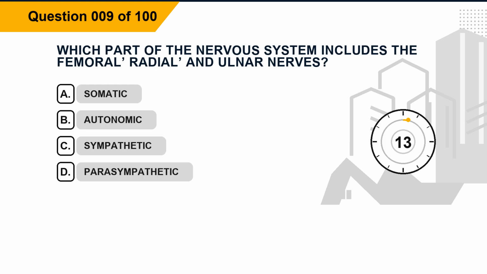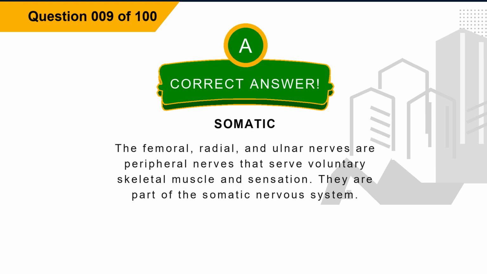Question 9. Which part of the nervous system includes the femoral, radial, and ulnar nerves? Option A, somatic. Option B, autonomic. Option C, sympathetic. Option D, parasympathetic. The correct answer is option A, somatic. Explanation. The femoral, radial, and ulnar nerves are peripheral nerves that serve voluntary skeletal muscle and sensation. They are part of the somatic nervous system.